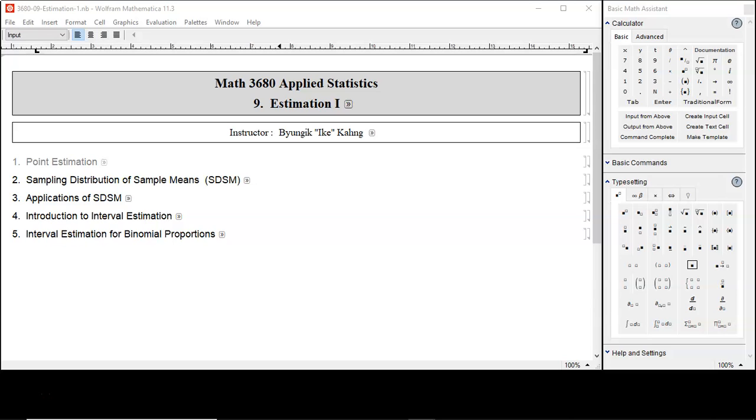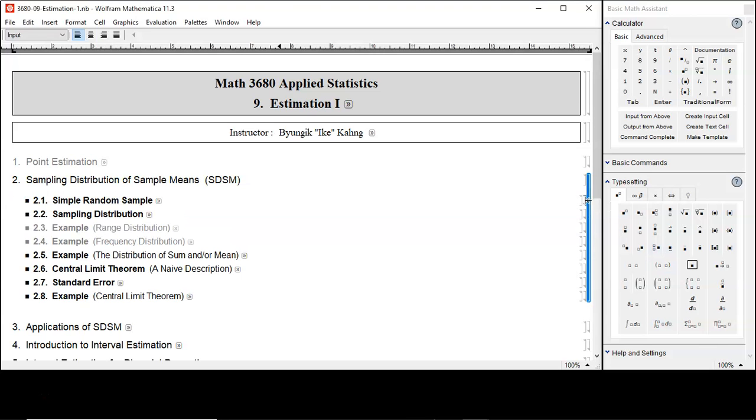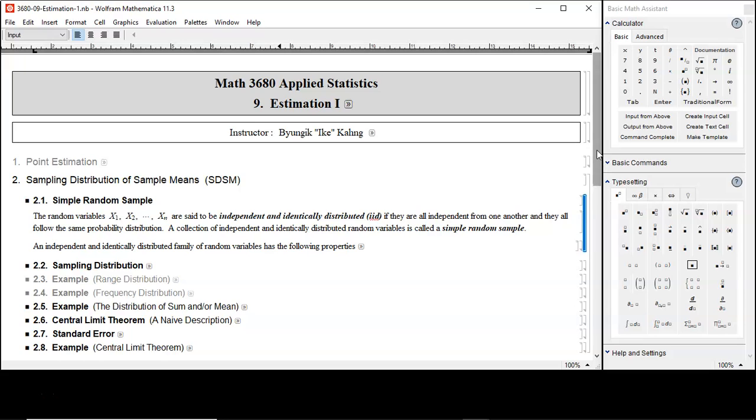Hello students, welcome back. We just completed section 1 of this notebook, which corresponds to chapter 6 of our textbook. Now let's go to chapter 7, interval estimation, but we need some preparation, and that preparation actually comes from chapter 5. Let's discuss that before going over to chapter 7. Alright, let's begin with a reminder.